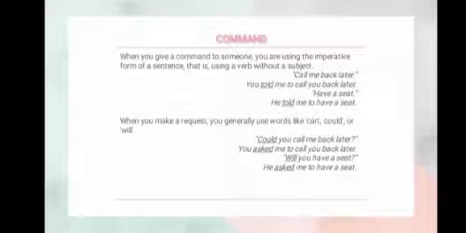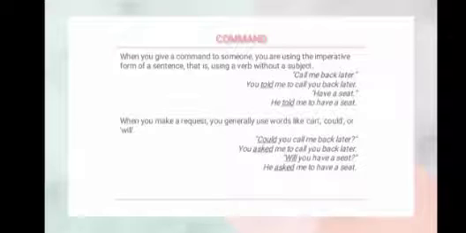See the difference. Next, when you make a request, you generally use words like can, could, or will. Example, could you call me back later? You asked me to call you back later.